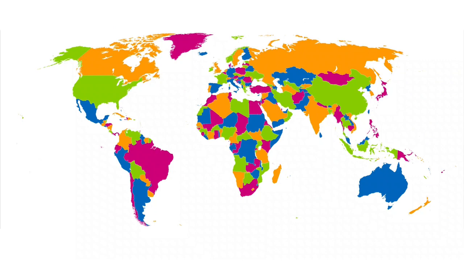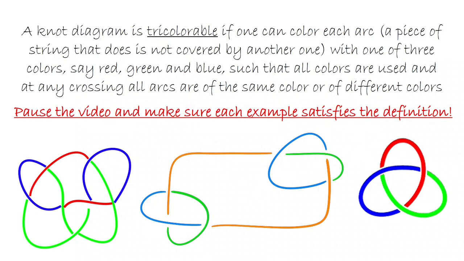Another approach comes from the idea of coloring a map. When one colors a map, they want to make sure that no two touching areas have the same color, so that one can easily tell them apart. Ralph Fox was inspired by this idea, and so he defined the following property of a knot diagram. A knot diagram is tricolorable if one can color each arc, meaning a piece of string connecting two undercrossings, by one of three colors, say red, green, and blue, such that all colors are used, and at any crossing, all arcs are of the same color or of different colors.